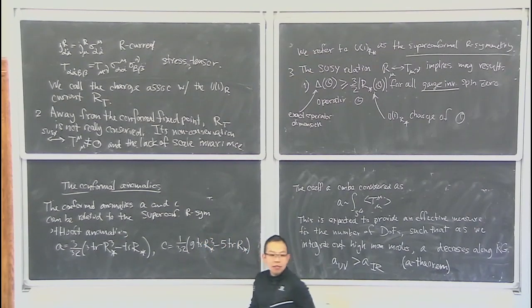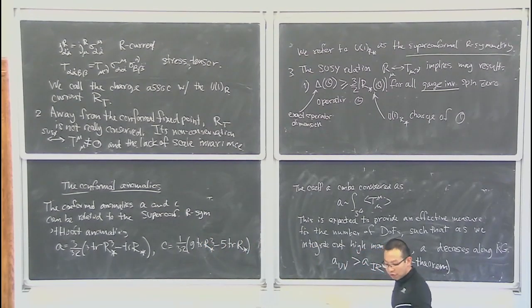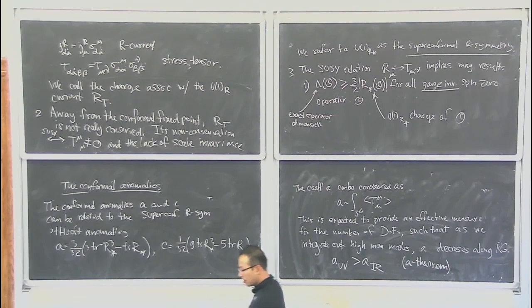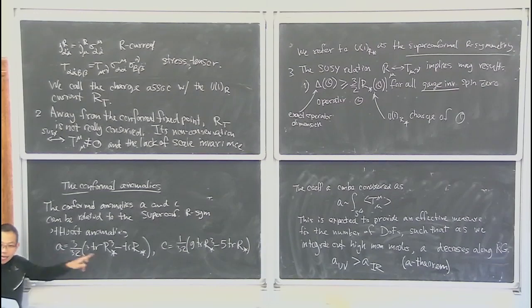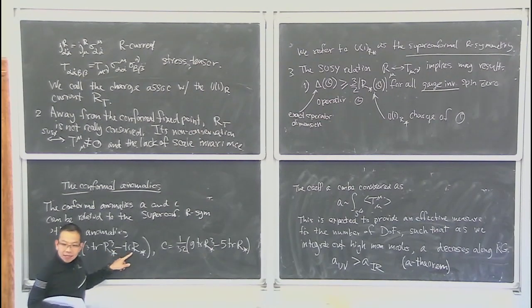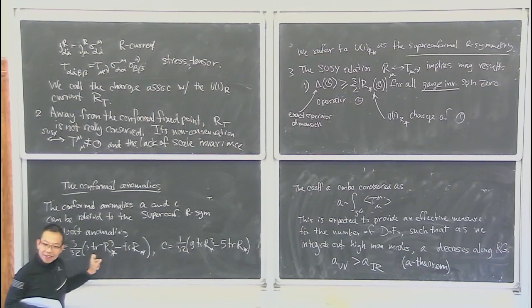Okay, so this is the relation, quite an important relation. This is very powerful, actually. If you look at the left-hand side, this is A and C as we stated, in the T mu mu. You can relate this T mu mu to the trace of this R. You remember the trace of R and trace of R cubed?